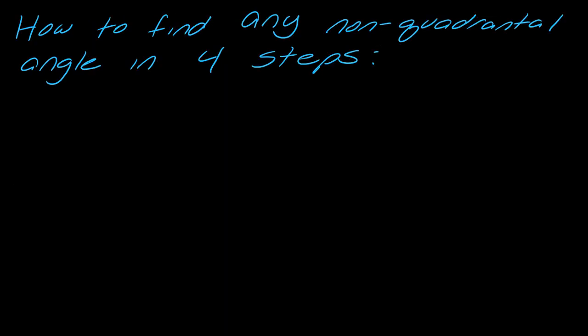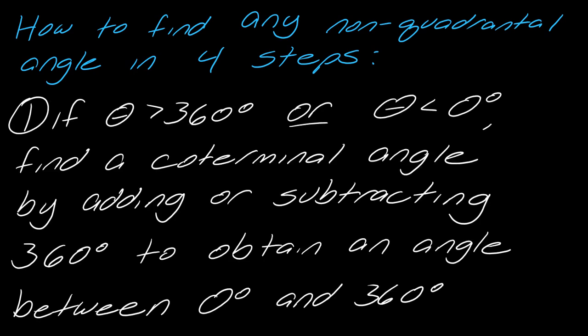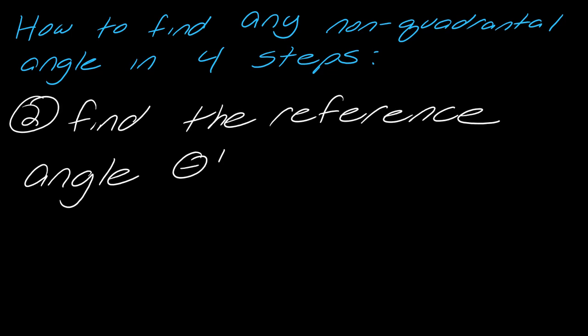So let's just talk about now how to find any non-quadrantal angle in 4 steps. So first, if your theta is greater than 360 degrees or if theta is less than 0 degrees, you want to find a coterminal angle by adding or subtracting 360 degrees to obtain an angle between 0 and 360 degrees. So if you are not between 0 and 360, make the necessary calculations to get your angle between 0 and 360 by adding or subtracting 360 degrees.